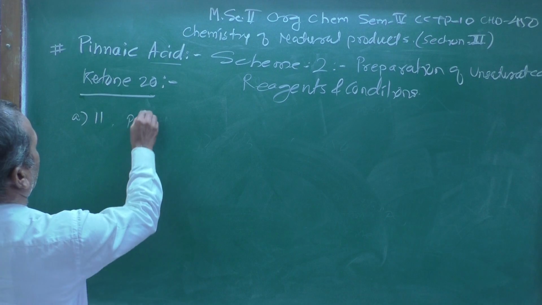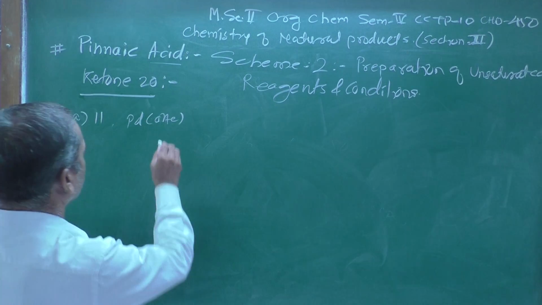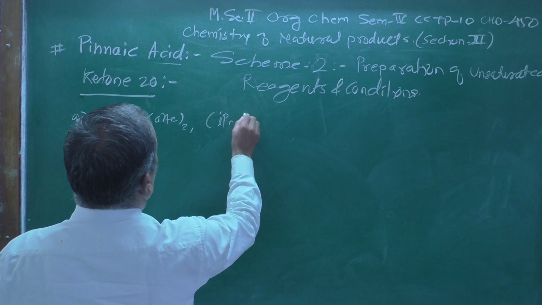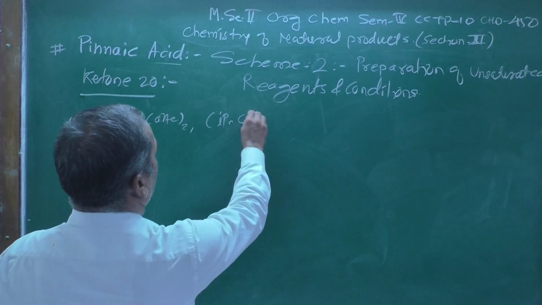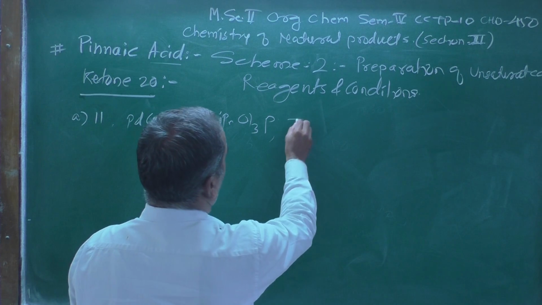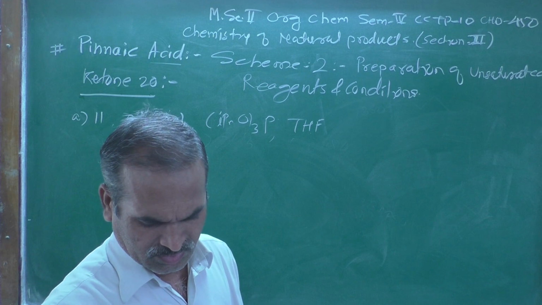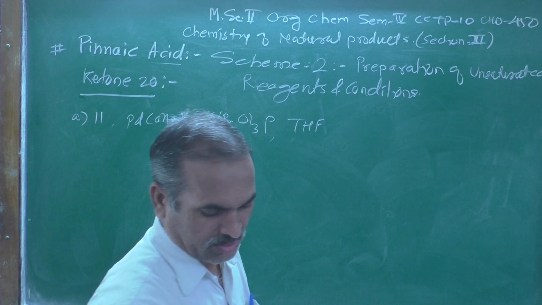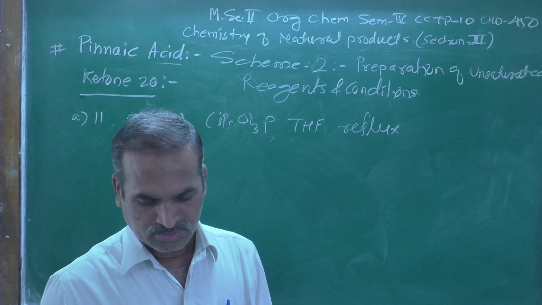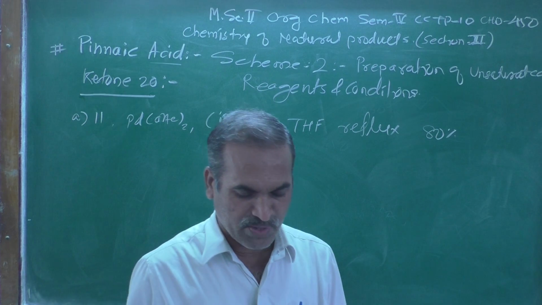Reagent A: Pd(OAc)2, followed by P(OiPr)3. The solvent employed was THF, tetrahydrofuran, and the reaction mixture was refluxed, and they got an 80% yield for this transformation.